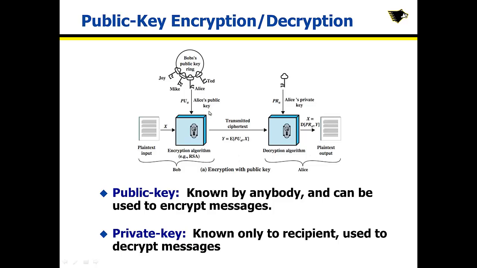So if you see here, this is a public key. We name it PUA, okay? This side is the private key. We call it PRA. These two keys are different. So this kind of encryption and decryption scheme we also call asymmetric encryption.